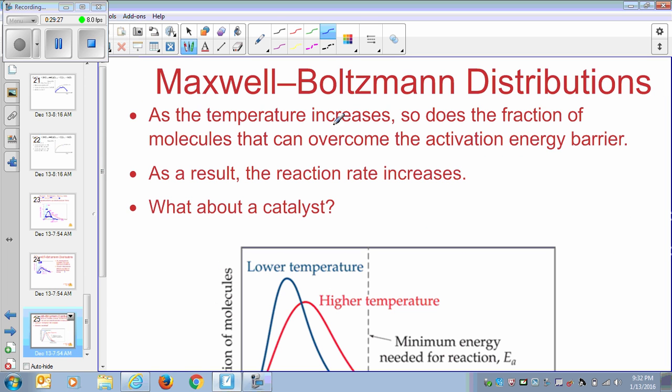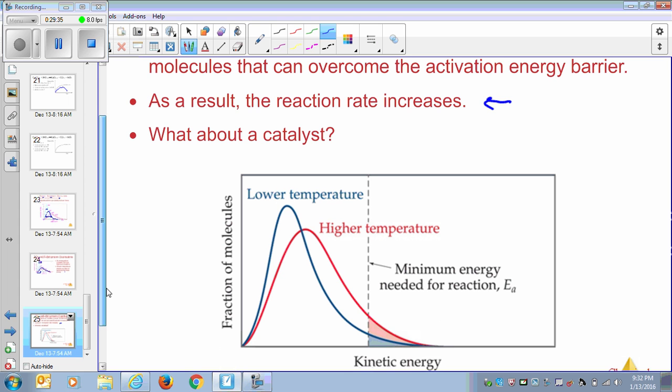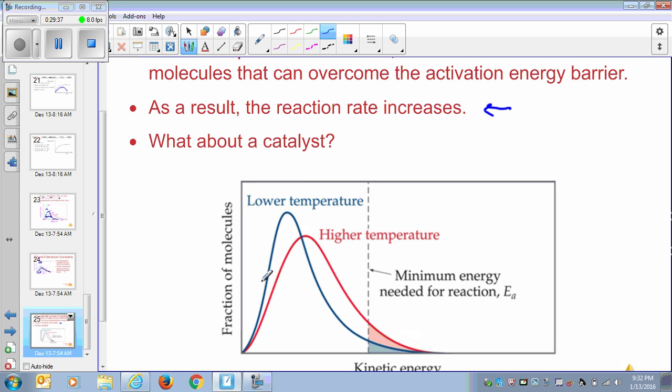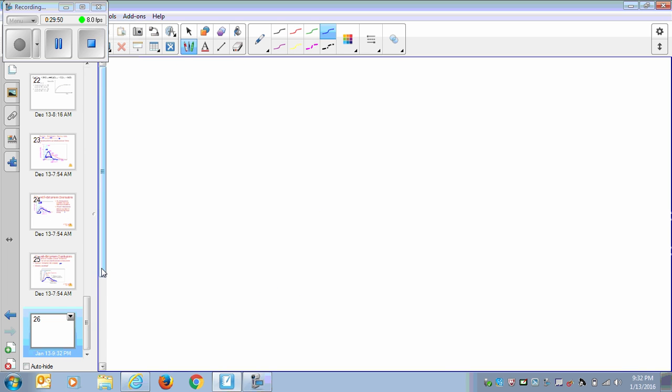As the temperature increases, so does the fraction of molecules that can overcome the activation energy. As a result, the reaction rate increases. Same thing with the catalyst. As you increase the catalyst, the reaction rate increases. So anyway, you need to keep in mind that the lower the temperature is, the higher the peak will go. The higher the temperature is, the flatter it will get. Okay, so that's about it. That's all this unit is about.